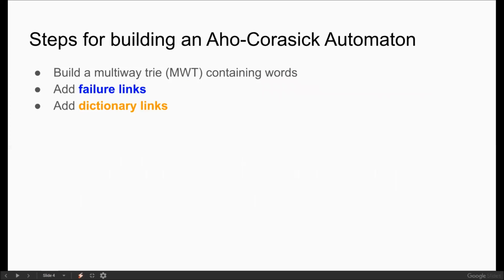Let's go through a step-by-step example of how to go about building an Aho-Corasick automaton. So here are the general steps. First, we want to build a multi-way trie that contains our words. And remember that with a multi-way trie, any given node represents a prefix string of that trie. So we want to think of nodes in the same way for our automaton. Then we want to add failure links to our automaton, and then lastly, we want to add dictionary links to our automaton.